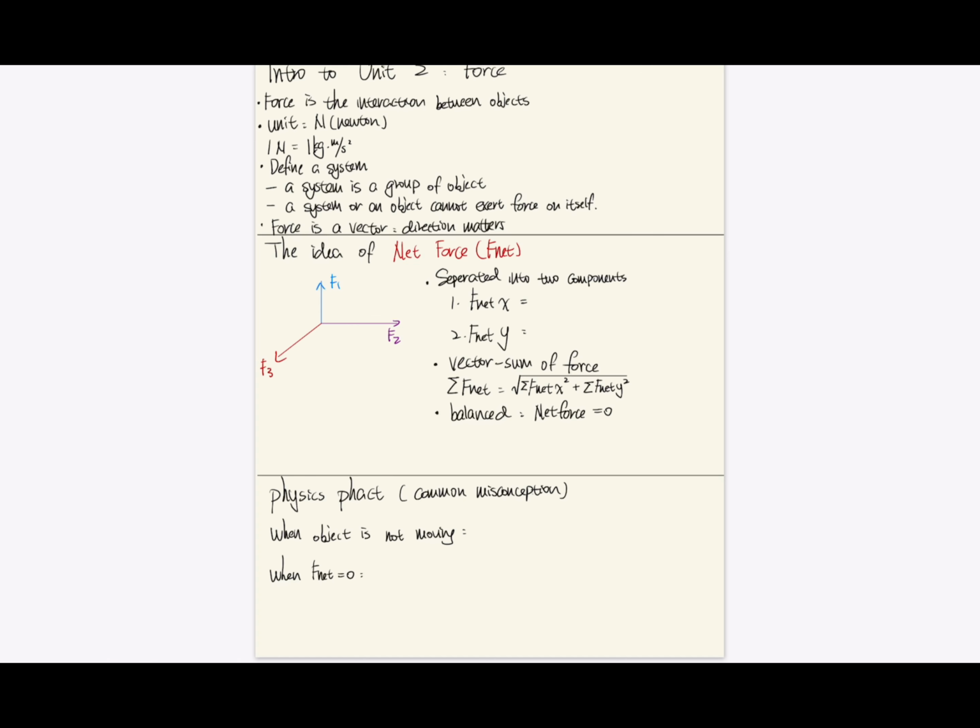Net force is a combined, unified single force acting on a system or an object. We can separate it into two components. It's similar to when we talk about combined velocity in kinematics, where we separate velocity into horizontal and vertical components. So in this case, we also have F net x and F net y.